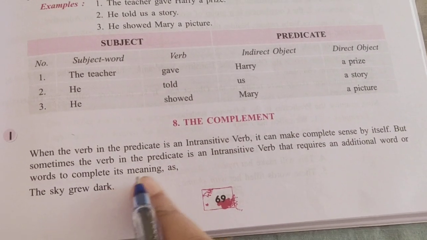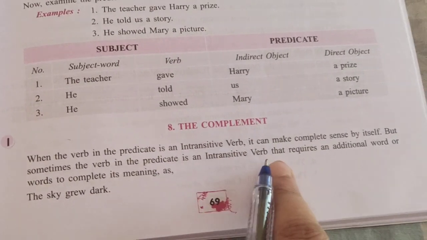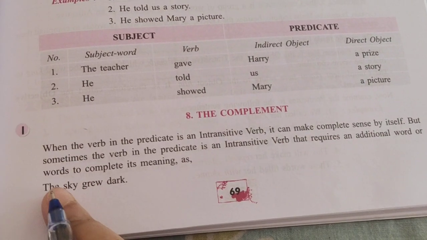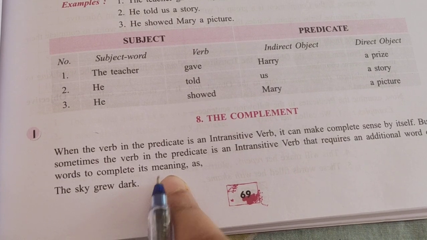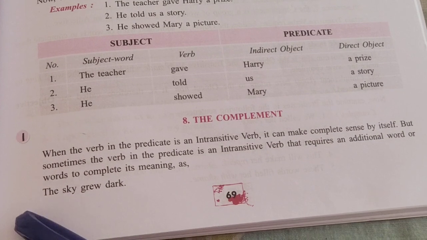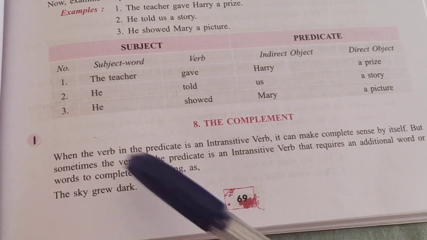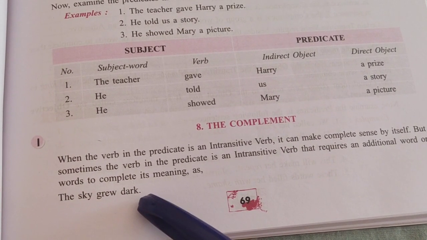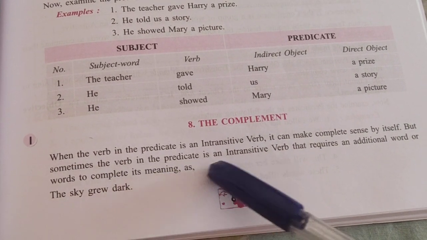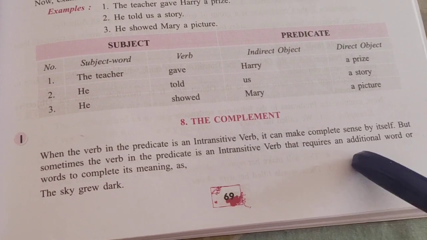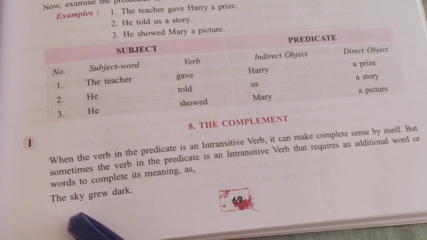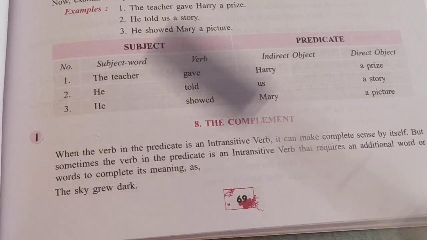But sometimes a verb in the predicate is an intransitive verb that requires an additional word or words to complete its meaning. Just like, the sky grew dark, right? So, sometimes an intransitive verb requires an additional word or words to complete its meaning, just like the sky grew dark.